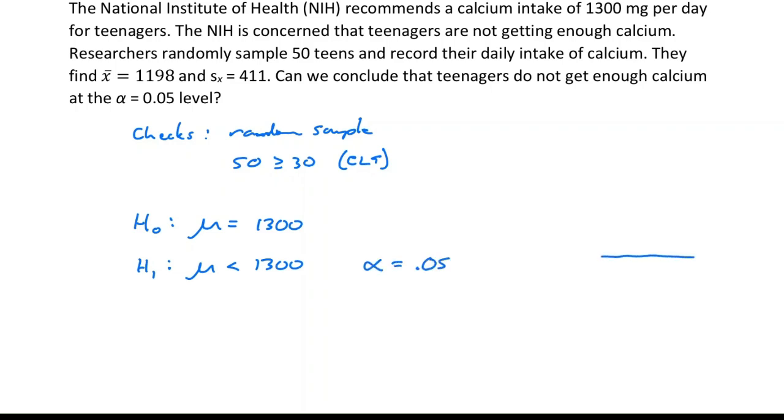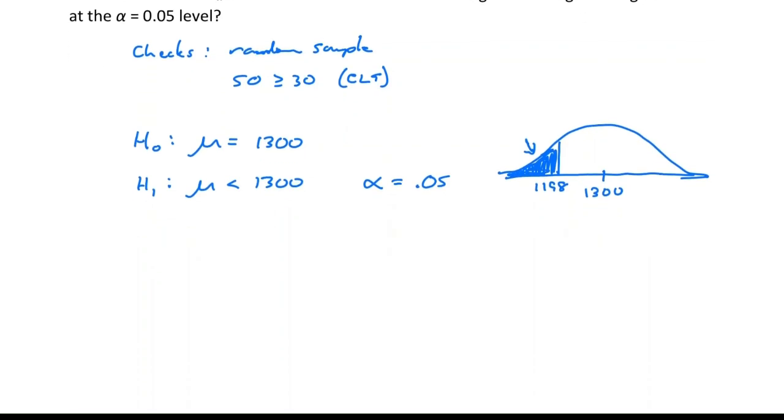Okay, so again, I didn't do a picture on the last one. Let me do a picture again, just to remind us of what we're doing here. So the mean is 1,300. That's kind of the target. Our evidence is showing that teens are at 1,198, so something below that. And again, researchers are concerned that they're not getting enough, that the average is below this. So what we're doing again is finding the area of this and determining the probability of that happening by chance. That's our p-value. So let's go ahead and do that, and then I'm going to come back and talk a little bit more about the picture when we do our analysis.